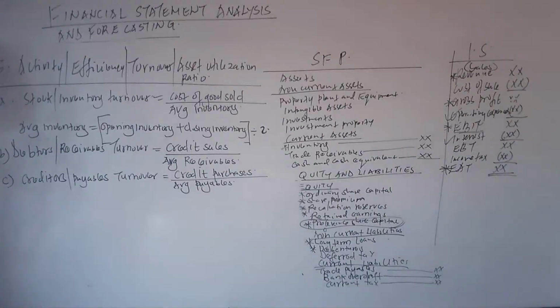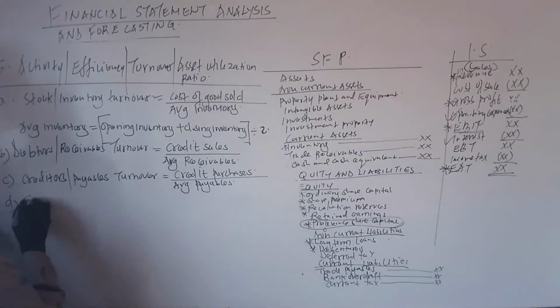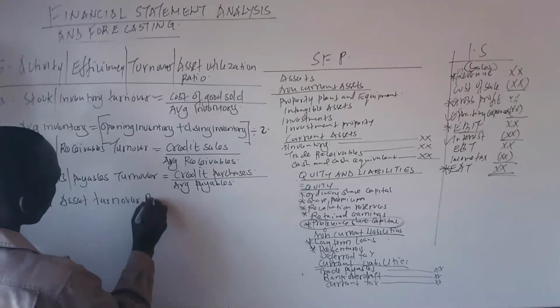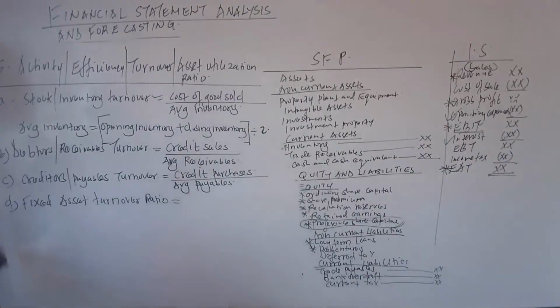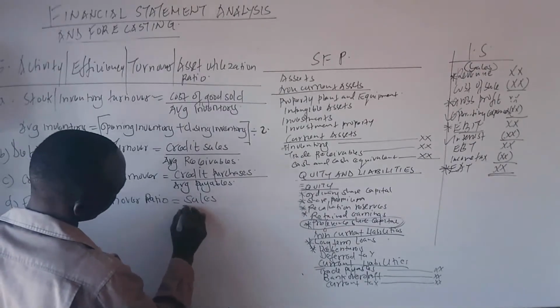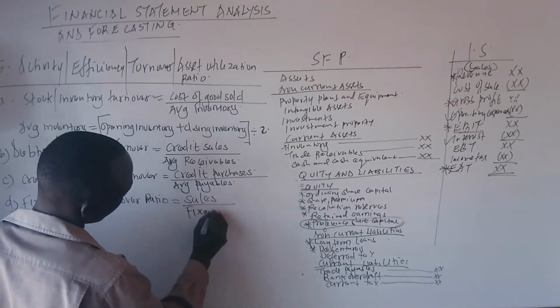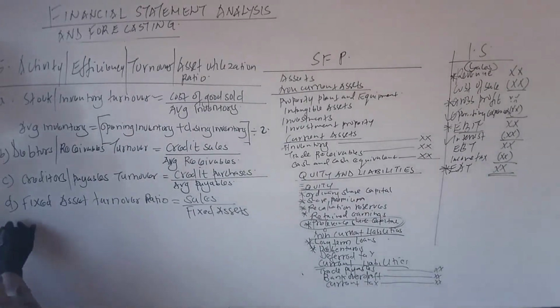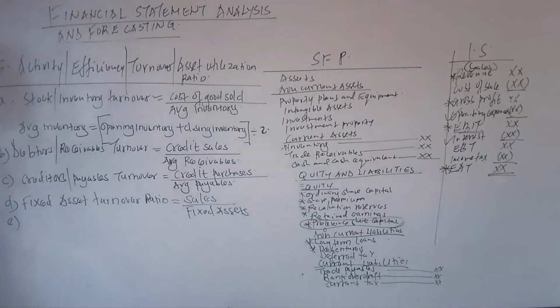Then we go to the next one, fixed asset turnover ratio. How do you get the fixed asset turnover ratio? You take the sales, then you divide by the fixed assets.